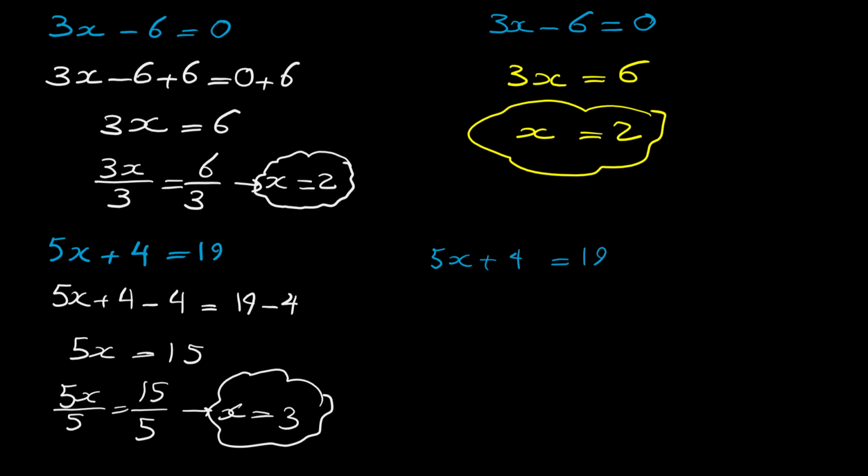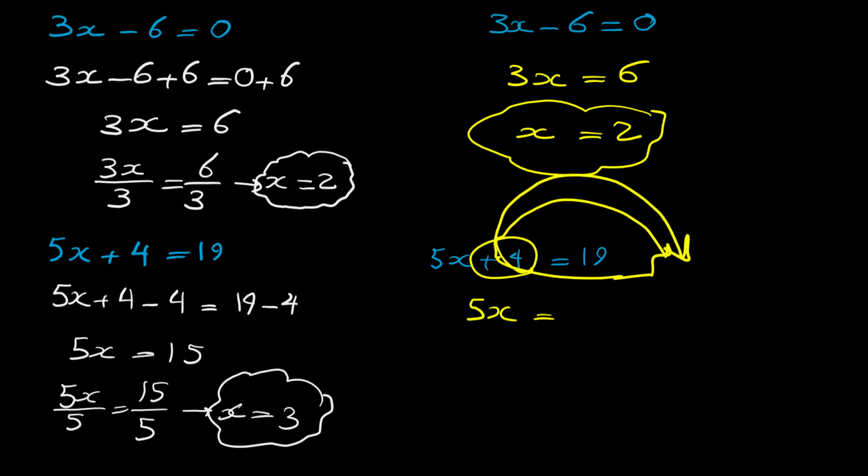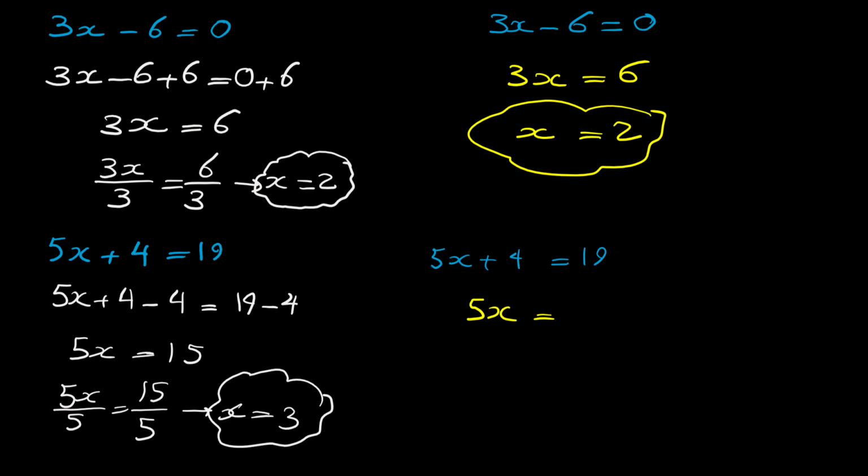In this method, if you remember, we can move the terms left to right, right to left. The idea is to have the unknowns x on one side, numbers on the other side. So for finding x, we keep 5x here, we move 4 to the other side. When we move 4 to the other side, it is negative 4. 19 minus 4. This is an easy calculation that you can do in your head. 19 minus 4 is 15.